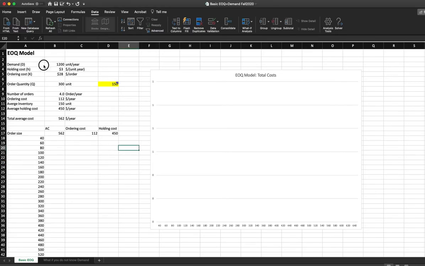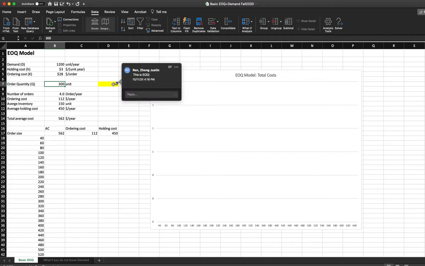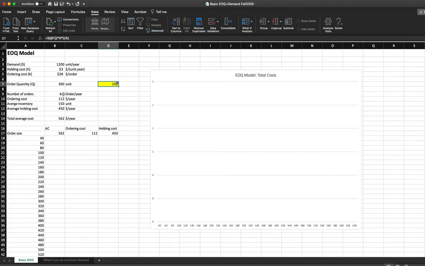So this is the basic EOQ model. My demand is 1,200 units per year. Holding cost is $3 per unit per year, and ordering cost, the fixed cost, is $28 per order. Here I set up whichever quantity you can put in there, although I made a formula to show you the EOQ is actually 150 according to the formula. You can click through and see the formula.